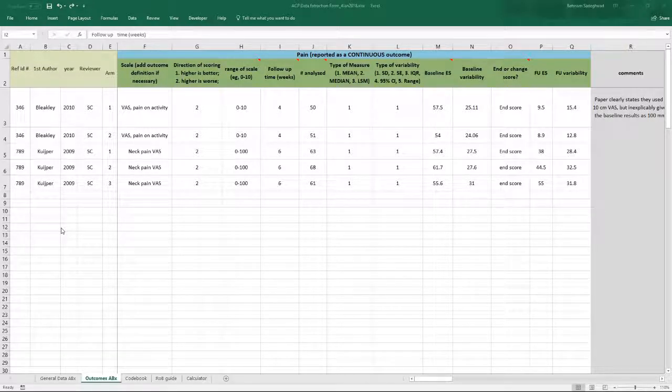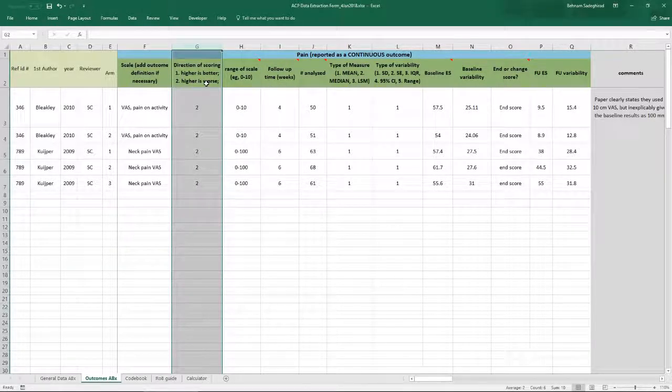The first thing to record is the name of the scale. For instance, Visual Analog Scale or McGill Pain Questionnaire. A definition of the outcome can be added if necessary. Then you need to provide the direction of scoring. Here you have two options: higher score is better or higher score is worse. Next, please provide the range of this scale.